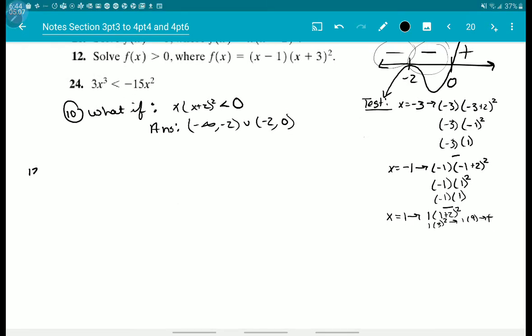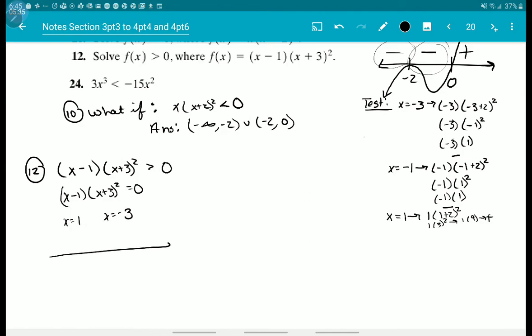Number 12 is going to work the same way. We want to know where f of x is greater than 0. So our f of x is x minus 1 times x plus 3 quantity squared. We want greater than 0. So let's find x-intercepts. So x is equal to 1, x is equal to negative 3. Those are going to go on our sign chart. And then we're going to test the intervals.